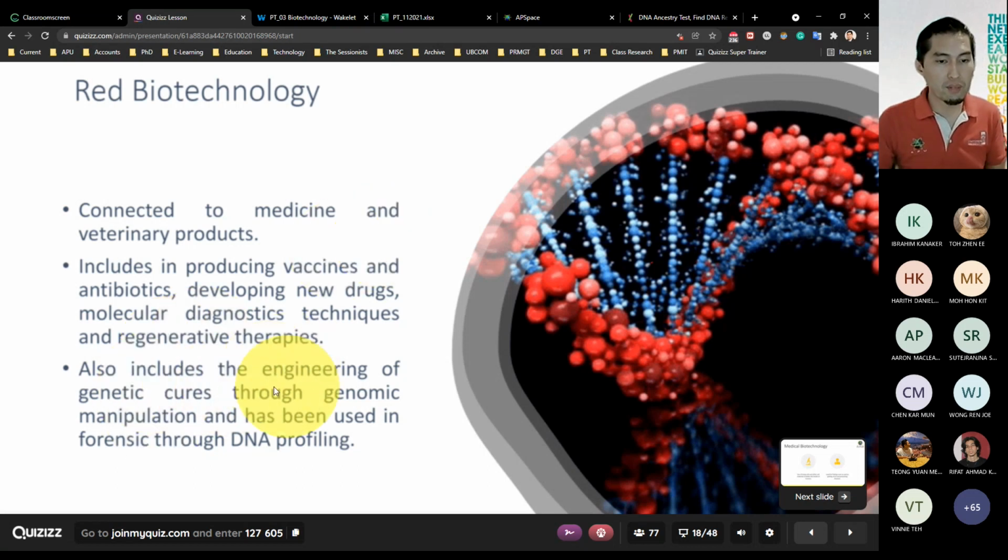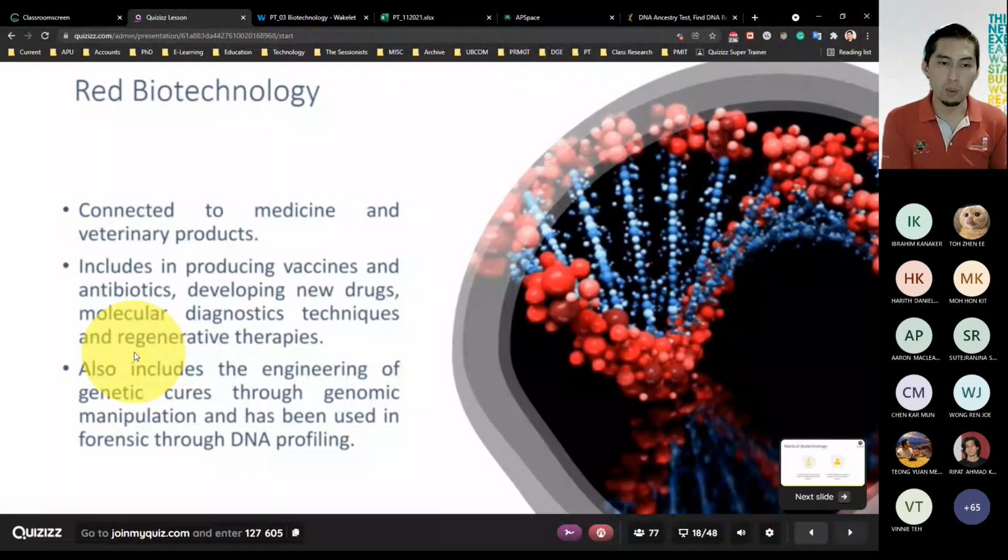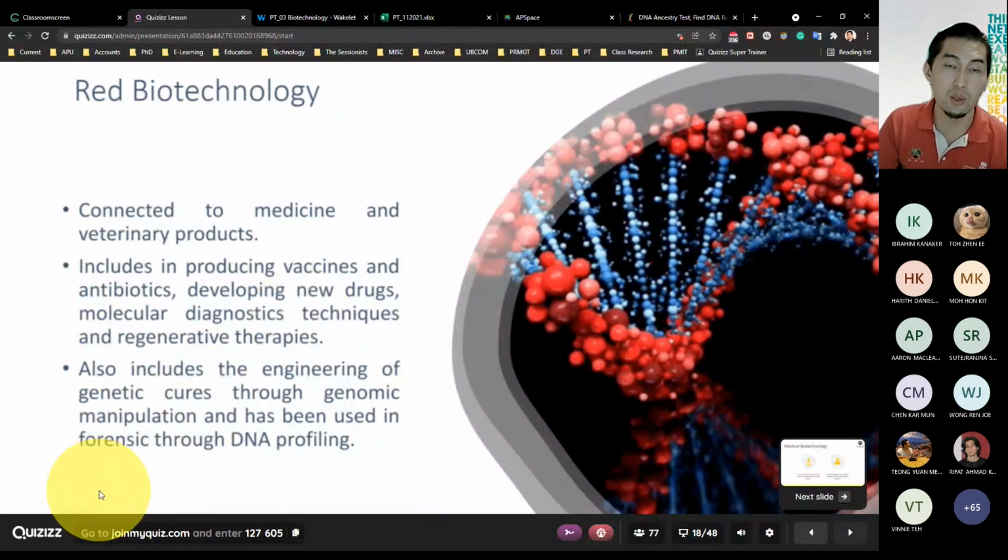It also includes the engineering of genetic cures through genomic manipulation. So again, that was what I just highlighted. You're manipulating your genes in order to avoid certain diseases. As we all know, there are diseases which are hereditary, which means they are passed down from one generation to another in your family line. And with genetic manipulation, you realize that you can stop this from continuing to happen. And not to forget, of course, forensics use it a lot.